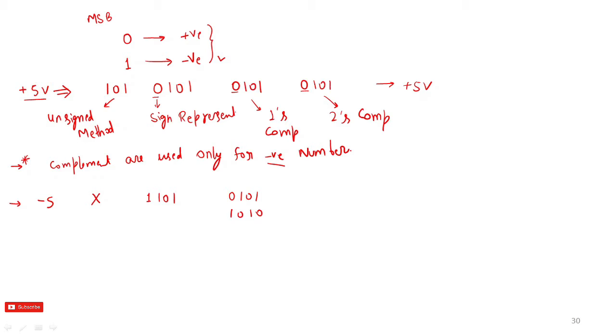Here also, first you have to write the positive number, then you have to take its 2's complement, so it will be 1 0 1 1. First you write the positive number, and then you take one's complement.